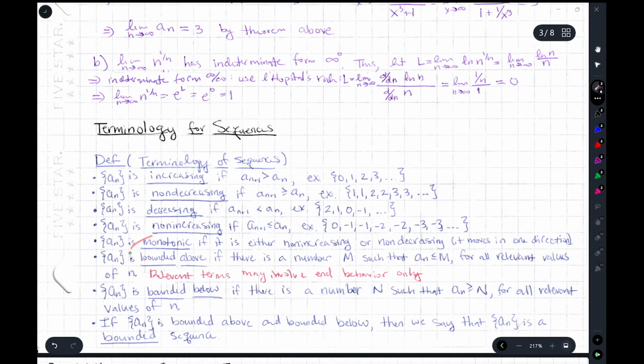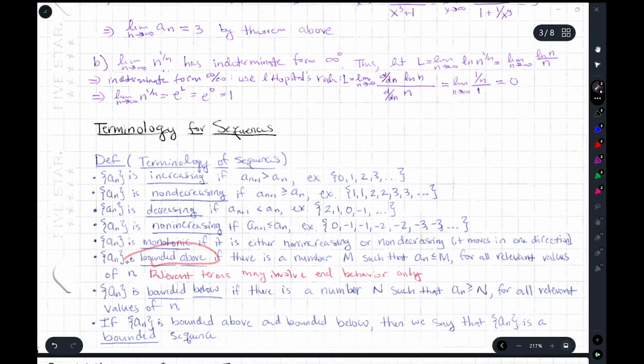Monotonic. A sequence is said to be monotonic if it's either non-increasing or non-decreasing. It moves in one direction. So you could get equality to the previous term, but you're either increasing at that stage or decreasing or equal. And so if it's either non-increasing or non-decreasing, then we say that it's monotonic.